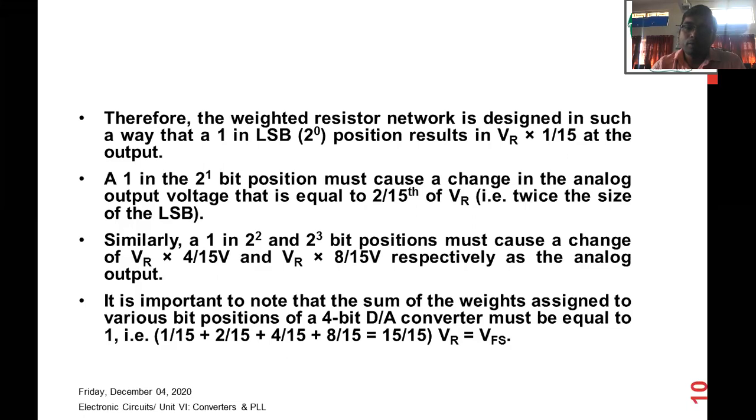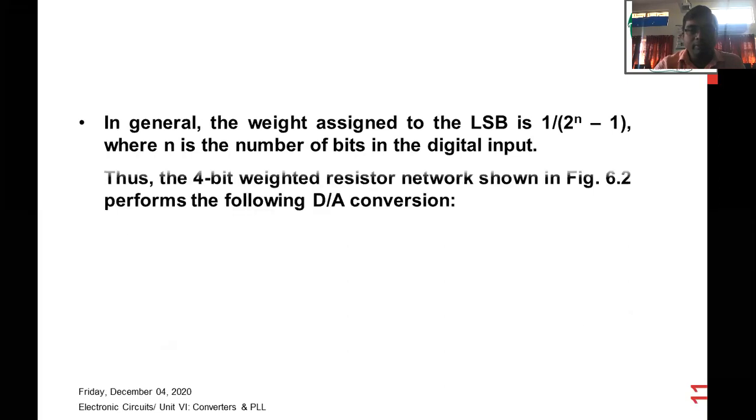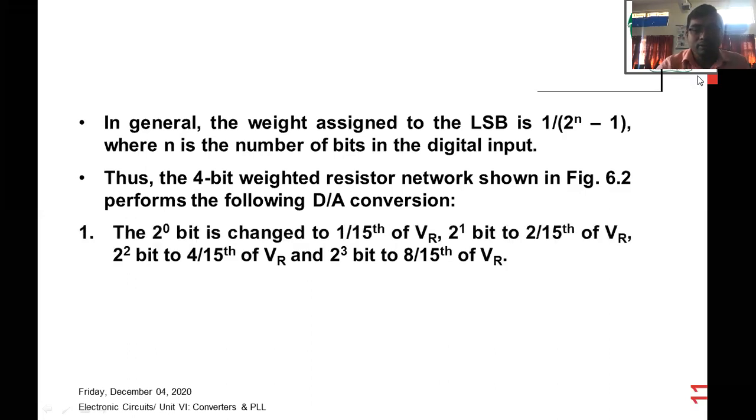Okay. So now we have to go through the diagram of this and whatever description that we have seen. In general, the weight assigned to the LSB is nothing but 1 upon 2 raised to the power n minus 1. Here n is 4, meaning 1 upon 15, that is LSB. N is the number of bits in the digital input. Thus the 4-bit binary register network can be shown as in the figure.